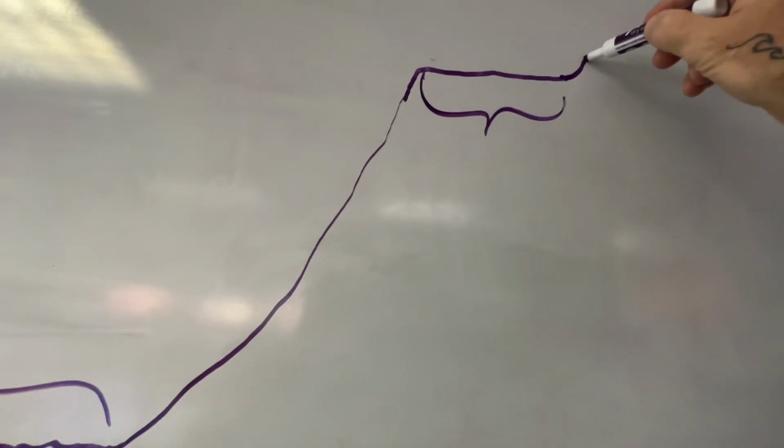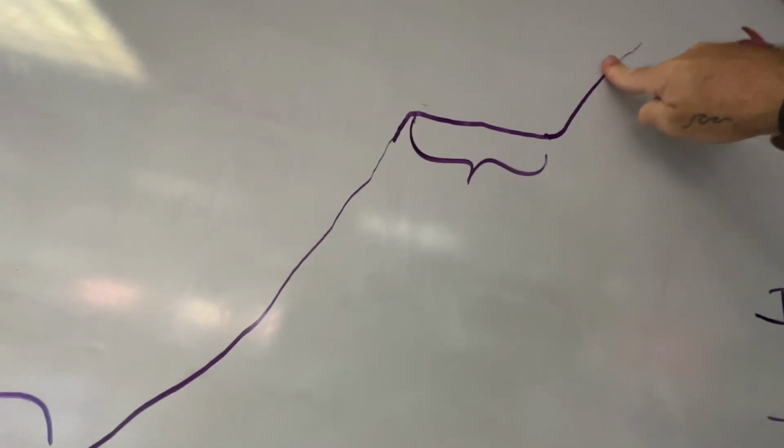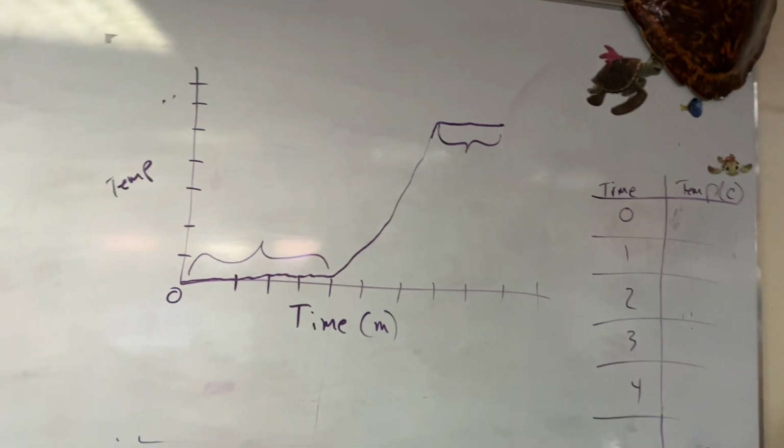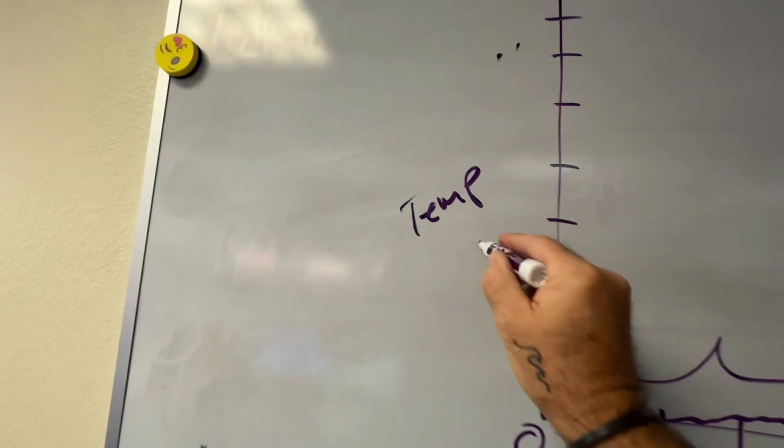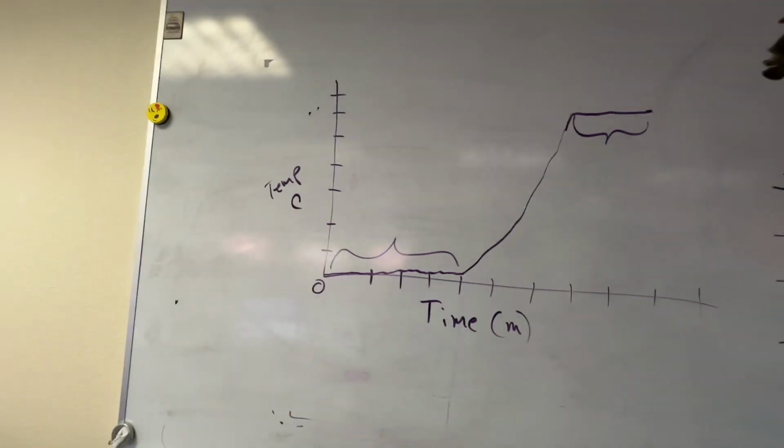Ideally, we would have it also increase after here, but we're not going to see that because this would be when we're measuring the water vapor, and we don't have the ability to do that. Notice I have time in minutes across the bottom, and temperature in Celsius along that axis.